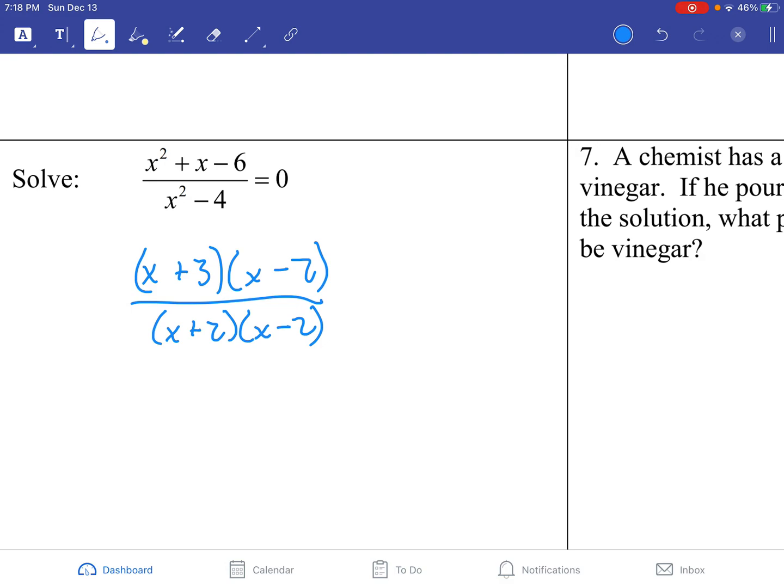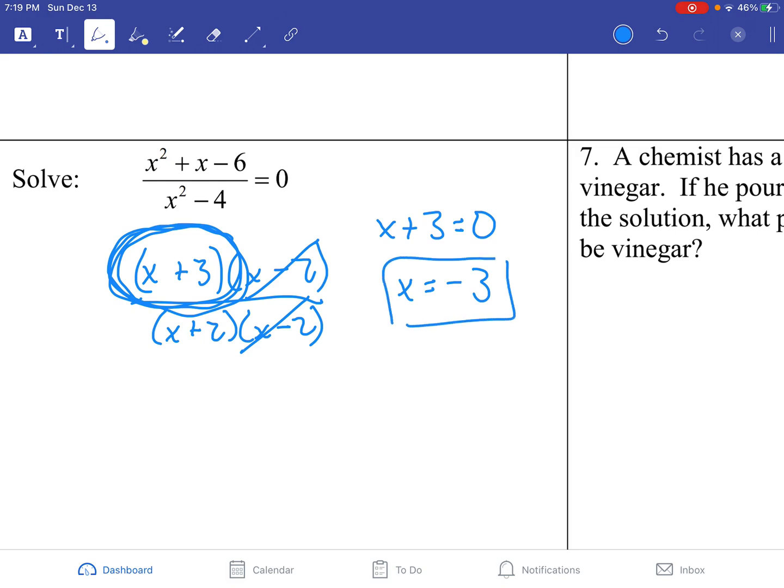All right, the reason we did this is we want to find out if any of the terms of the numerator or the denominator are the same, that we can then cancel, which we can, the x minus 2's. All right, now to solve this, all we want is the top piece. We don't care about the bottom. We just want the top. We set x plus 3 equal to 0 and solve for x. That's the only part we want.